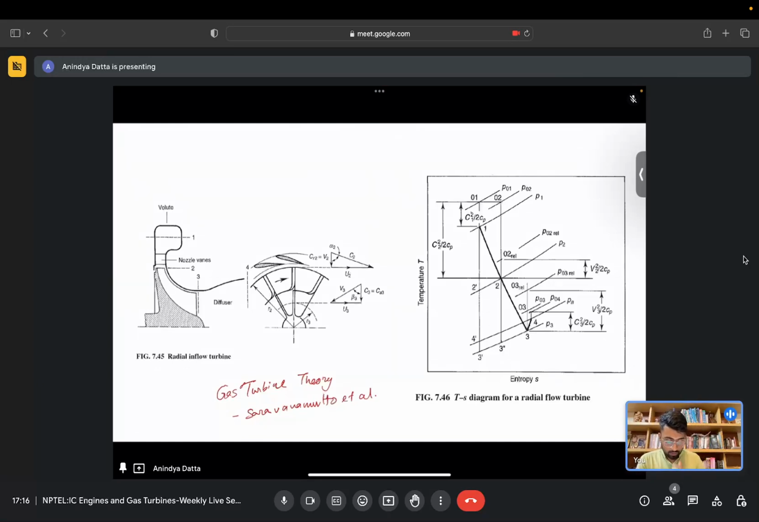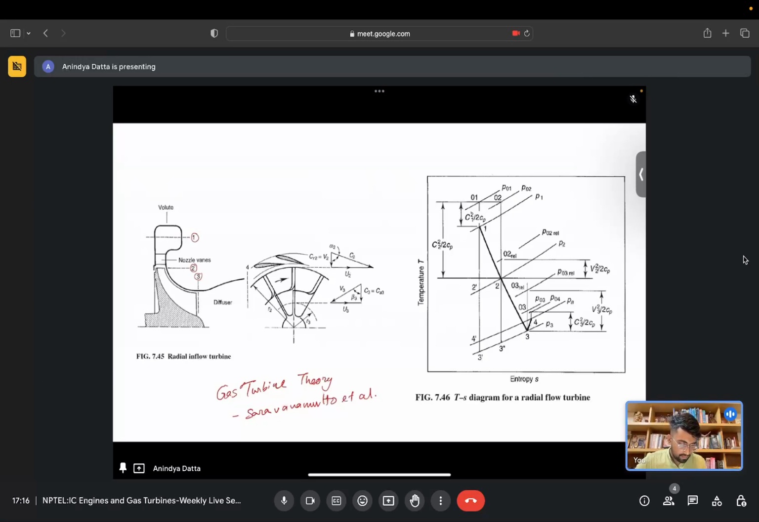Okay, so let me just briefly go through this TS diagram once. This is the schematic in figure 7.5. First we have the nozzle vanes. State 1 is the inlet to the nozzle vanes, 2 is the exit of the nozzle vanes and inlet to the impeller, 3 is the exit of the impeller or rotor, and 4 is the exit from the diffuser.